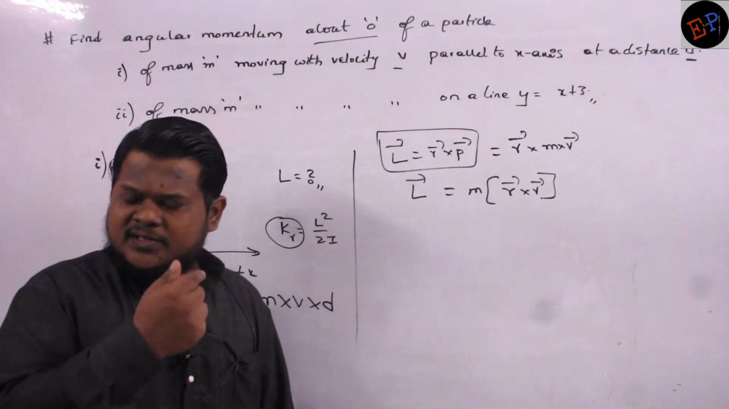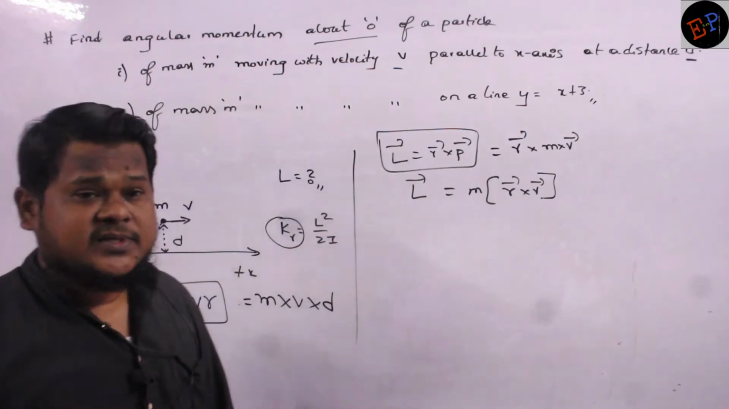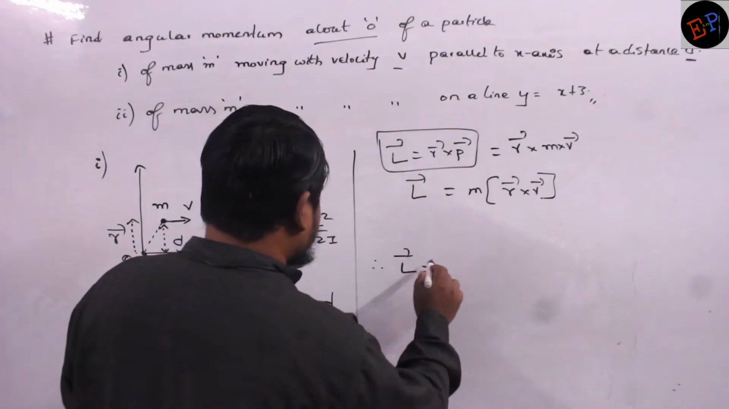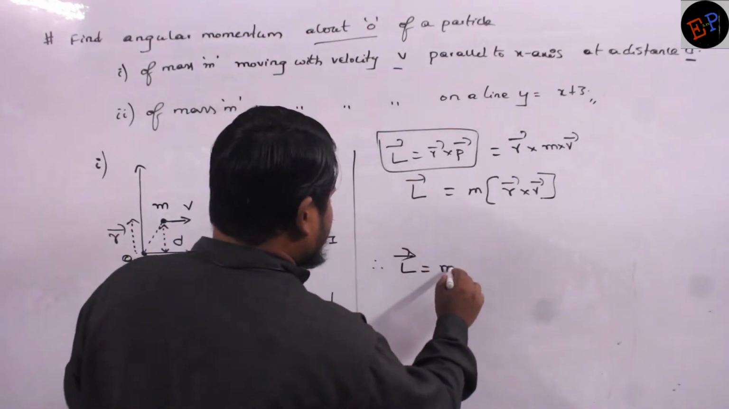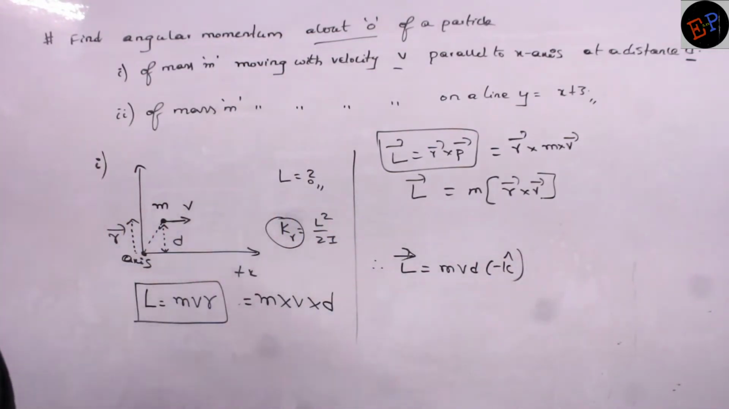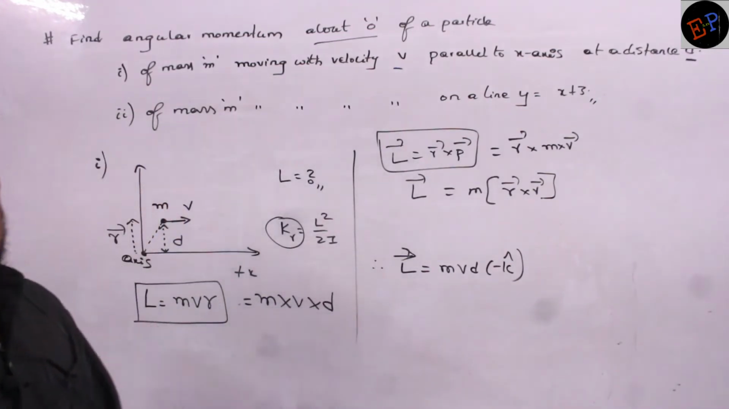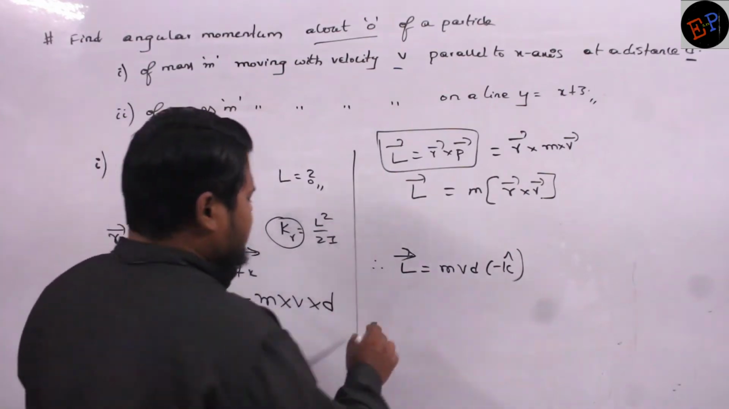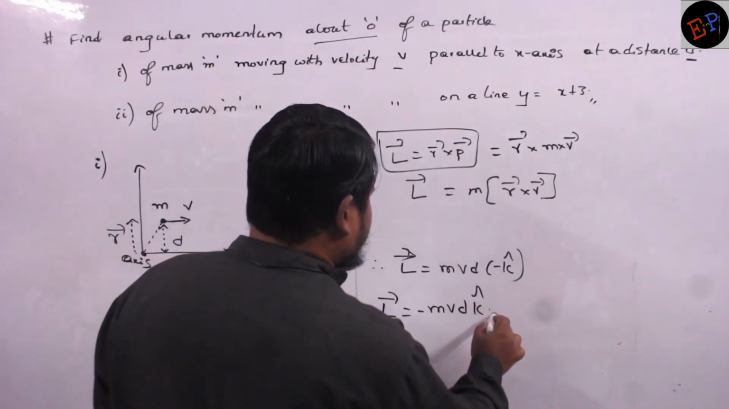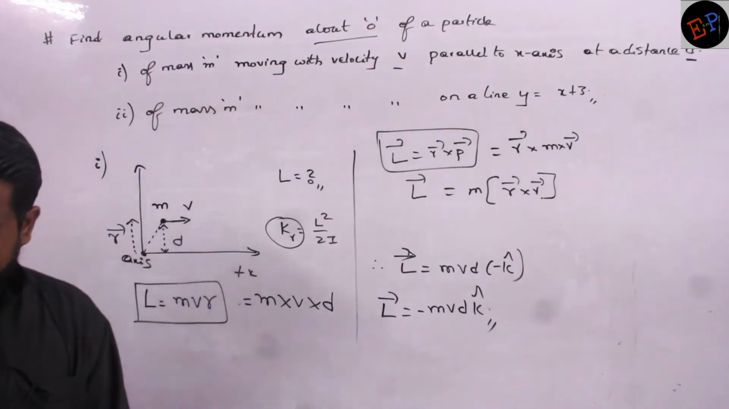So what is the axis present inside the board? Z axis. Positive Z axis or negative Z axis? Negative Z axis. So how can I write this equation? So angular momentum is equal to m v d minus k cap, that's all. Minus k cap represents that it is towards the inside of the board and perpendicular to the board. So L vector is equal to minus m v d k cap. I can write it like this. Are you able to understand? That's it.